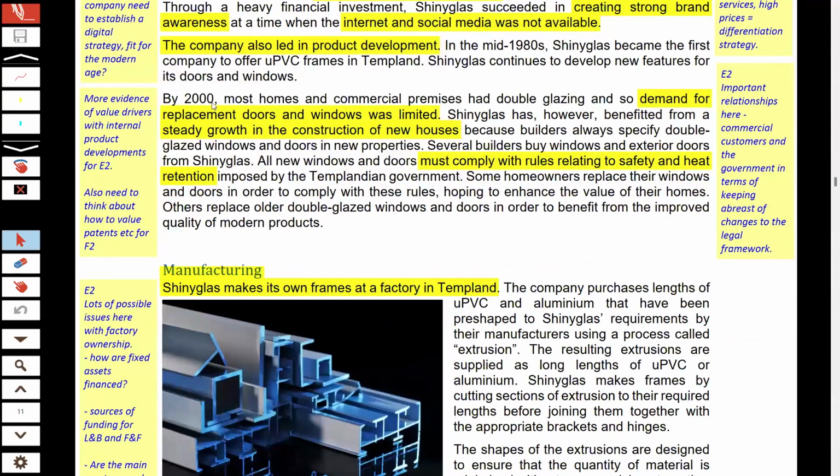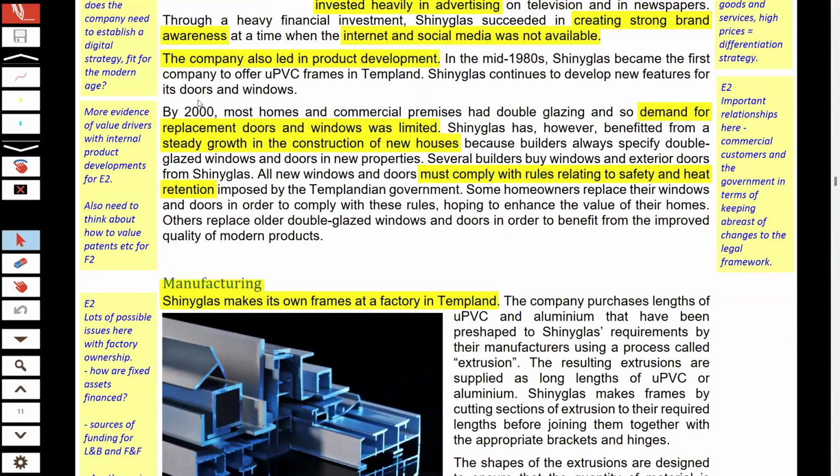Okay, then. So finally, by 2000, most homes and commercial premises already had double glazing. Demand for replacement doors and windows was limited. Shinyglas needed to look elsewhere for its growth, and they did. They benefited from the construction industry, new houses, because builders always specified double glazed windows and doors. Several builders buy windows and exterior doors from Shinyglas.